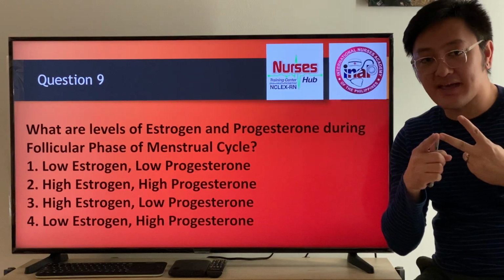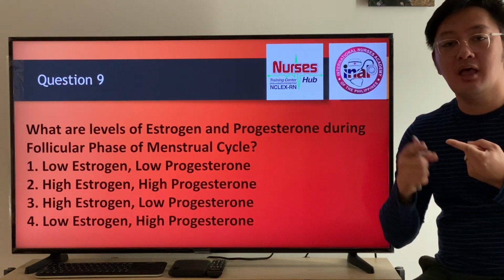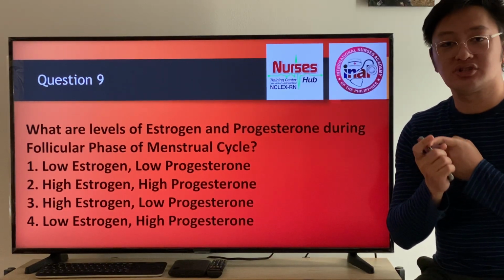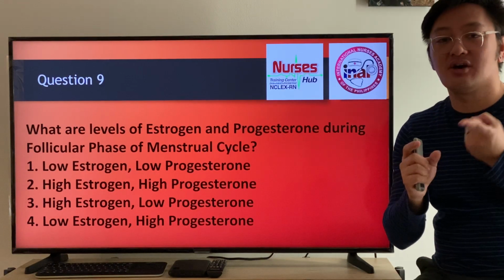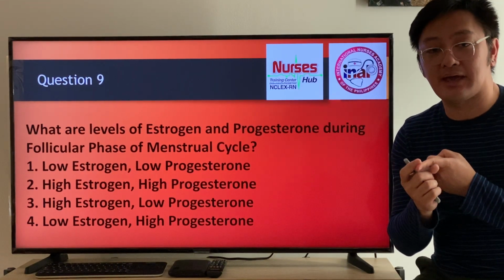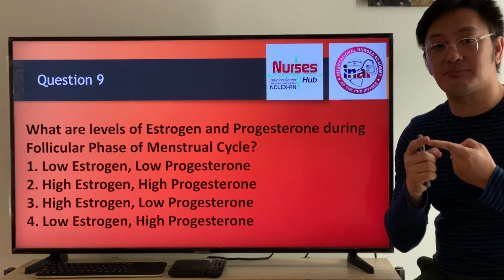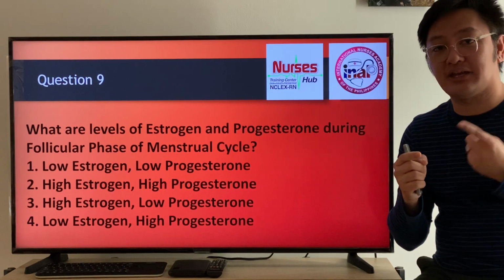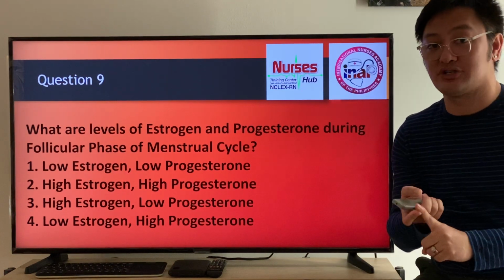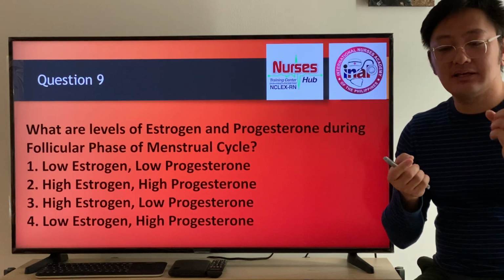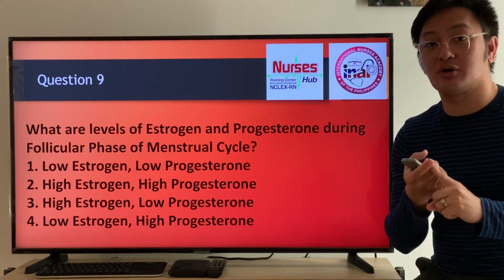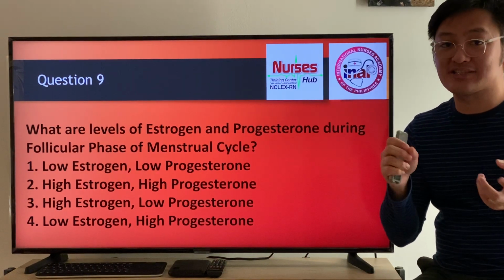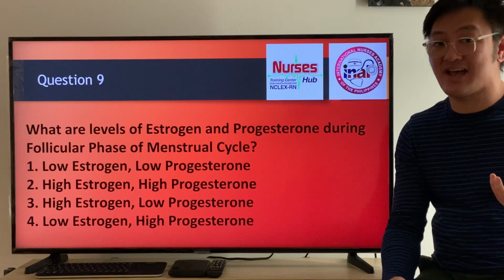The second phase is your follicular phase. Another name for the follicular phase is the estrogenic phase. So don't forget this. Estrogenic phase and follicular phase are the same. Now, what are the levels of estrogen and progesterone during the follicular phase? In this phase, there will be increased estrogen, decreased progesterone. That is why we call it the estrogenic phase, because the hormone elevated is your estrogen.